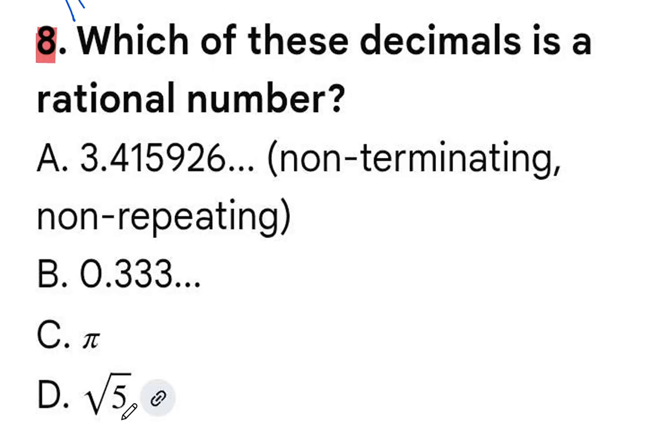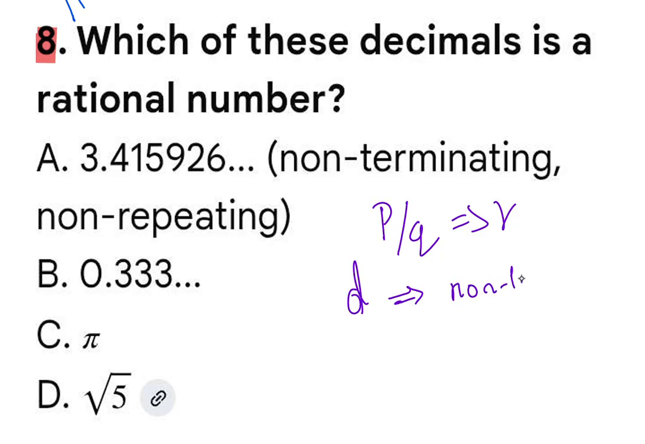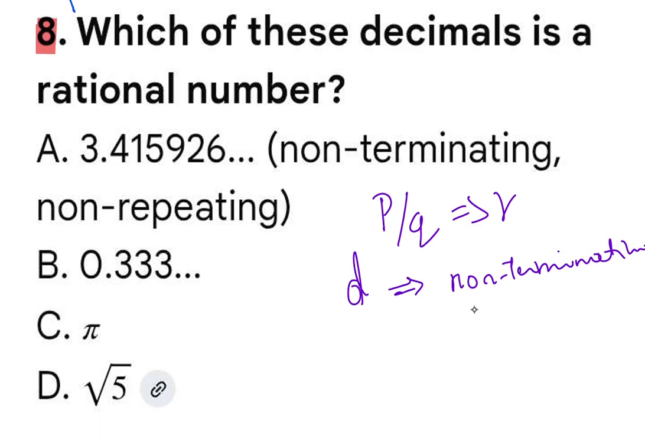So you should know the definition of a rational number. The rational number should be in the form of P by Q. The rational number should be in the form of P by Q, and also the decimal expansion should be non-terminating and repeating. Non-terminating is allowed, but it should have repeating digits.